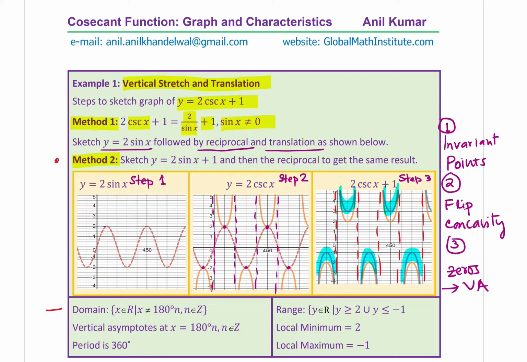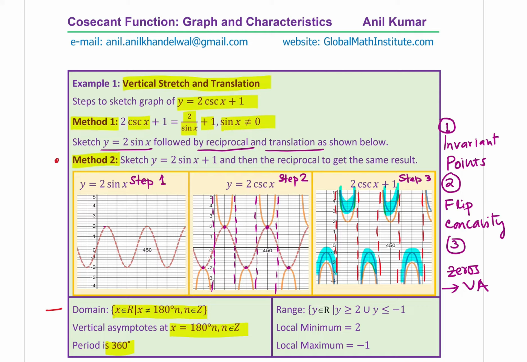Domain is going to be all real numbers except for the values which correspond to 180n. Vertical asymptotes at these points where sine had the zeros, right? 180n. Period is exactly the same as that of the sine function, which is 360 degrees.